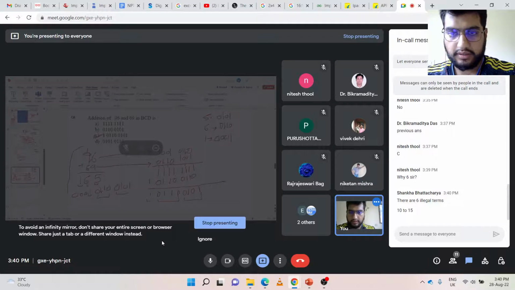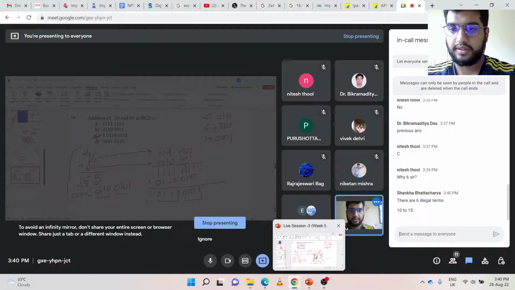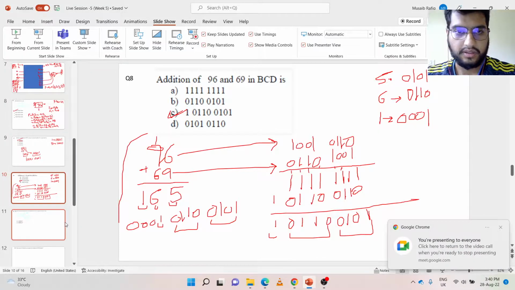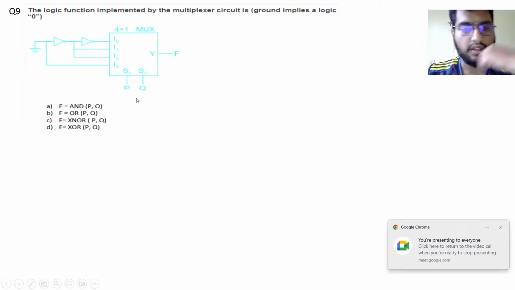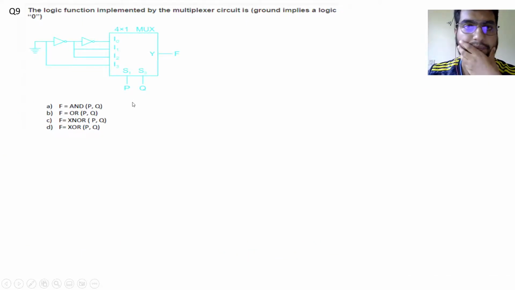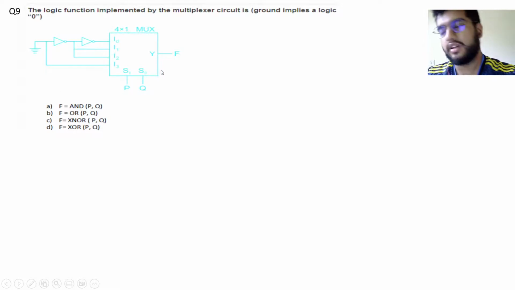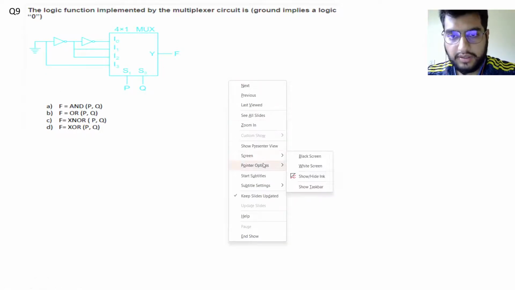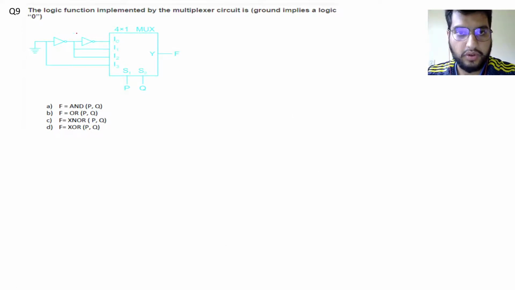So now moving forward to question number 9. Question number 9 states: the logic function implemented by the multiplexer circuit is, where ground implies logic 0. Usually logic 0 is represented by the ground if stated otherwise. So we are asked to find the output of this. This is a 4 is to 1 mux. Let's first write down the inputs of all the cases. This ground represents 0.